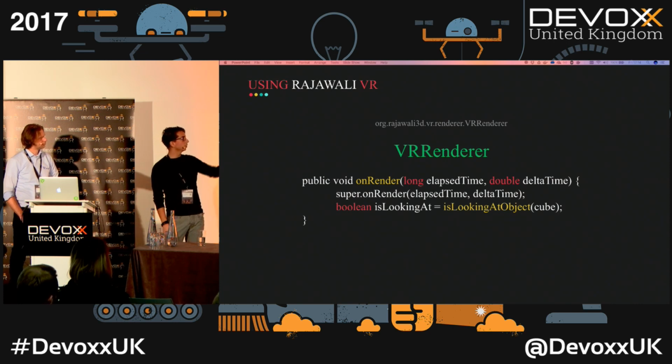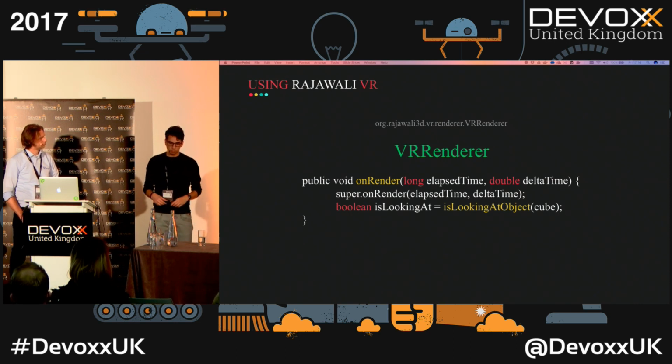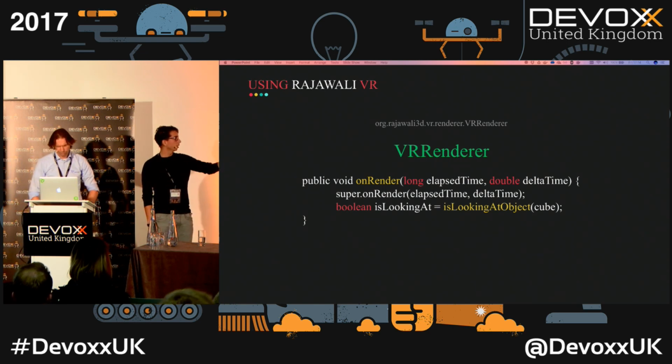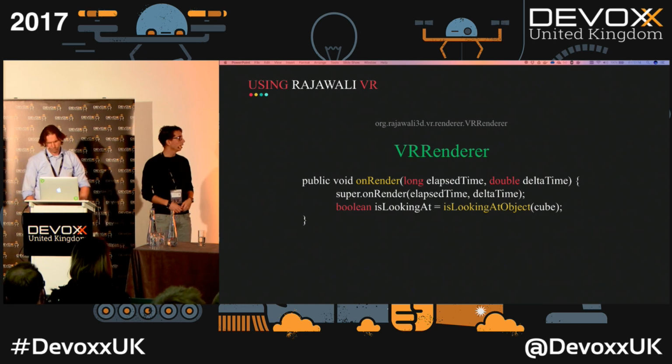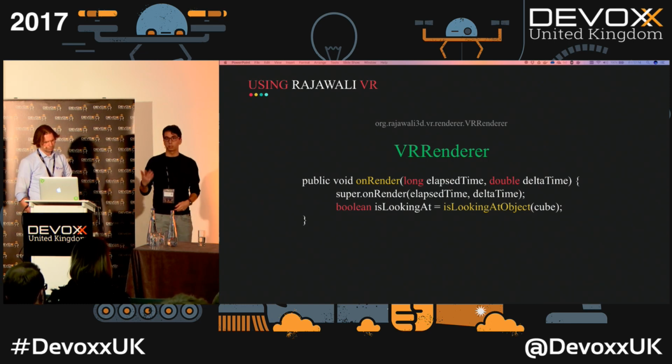The onRender function with Rajawali is the same as the onDrawFrame function of the Google native Cardboard SDK. So this is called every frame. For example, here with Rajawali, I'm checking every frame if I'm looking at the cube.